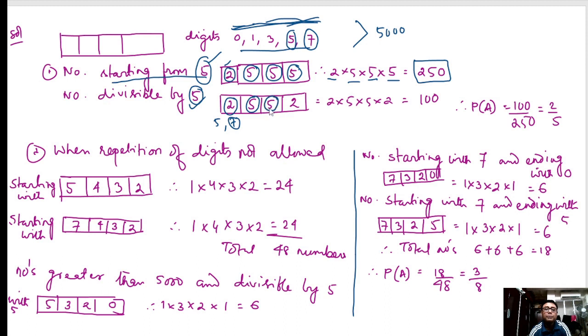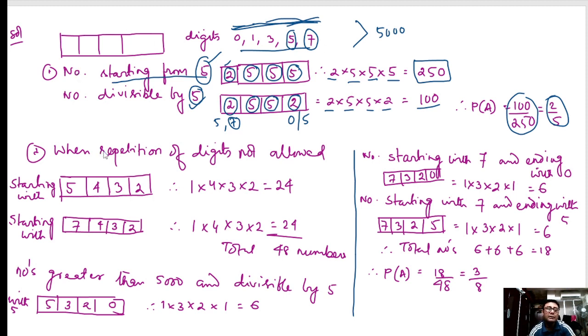Here also you can put any number, 5 options. But here you want it divisible by 5. That means this should end by either 0 or by 5. So 2 options. So in total, how many numbers greater than 5000 and divisible by 5? There are 2 options in the first case, 5 options in the second case, 5 options in the third case, 2 options for the last case, 100. So the probability will be 100 by 250, which is 2 by 5.